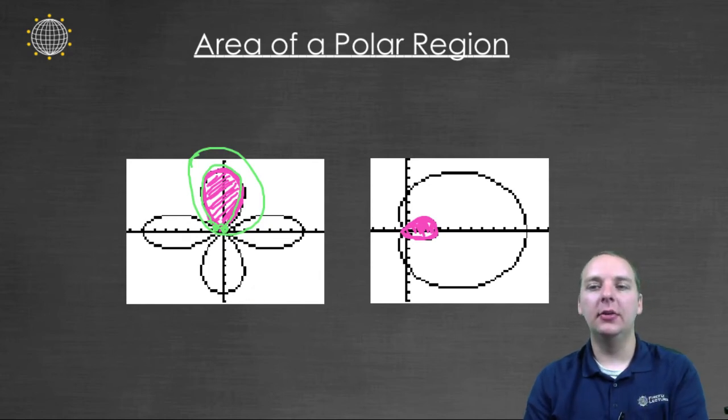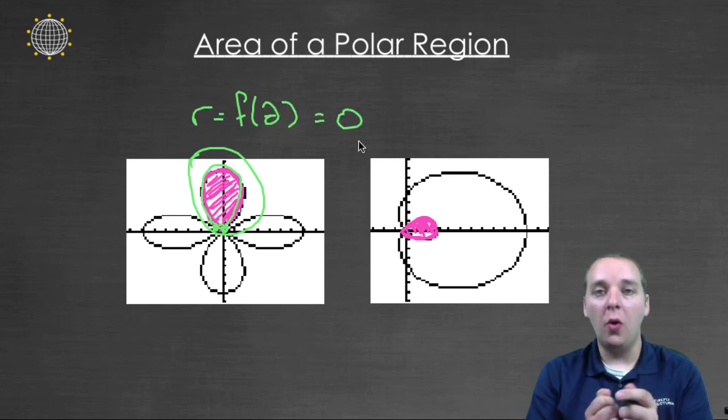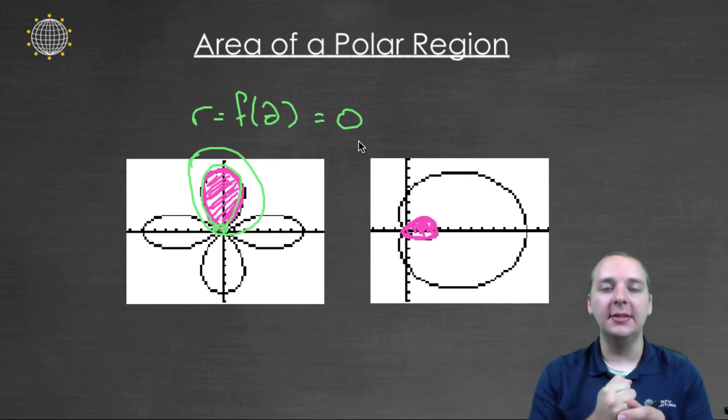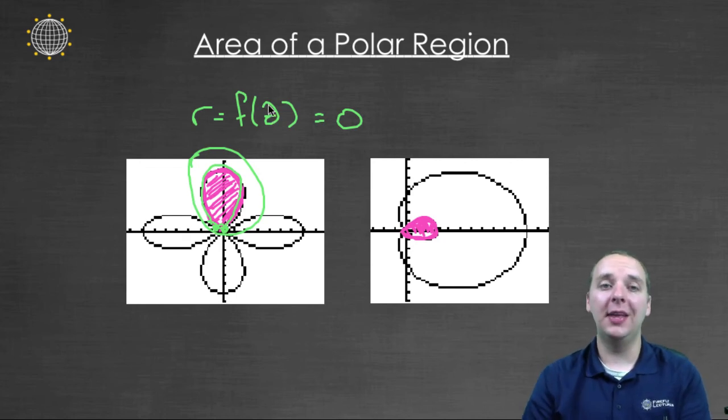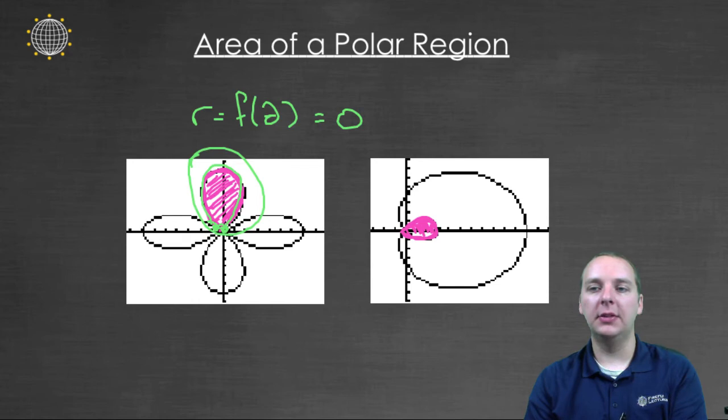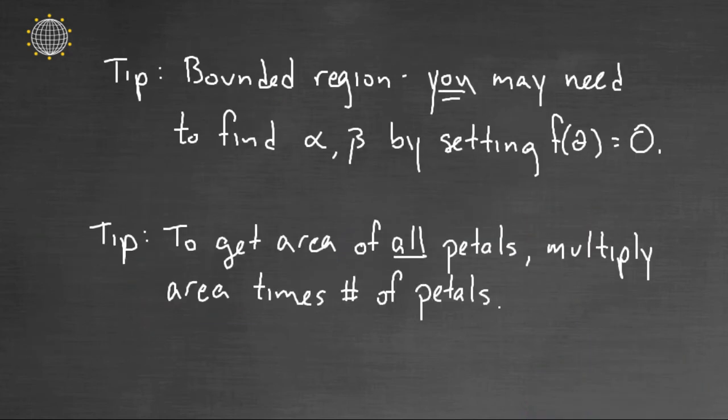Now let's think a little deeper about that. How would you find where a petal starts and a petal ends? Well, notice that's when the r is equal to 0. You're at home base, you're at the origin, and then it grows, and then at some point it's going to come back to 0. And so you can set your function of theta equal to 0 and solve it. And if these, as they typically do, have trig functions, you'll get multiple places where that function is 0. Okay, so that's something good to keep in mind here. All right, so to find a bounded region, you may need to find alpha and beta yourself by setting f of theta equal to 0.